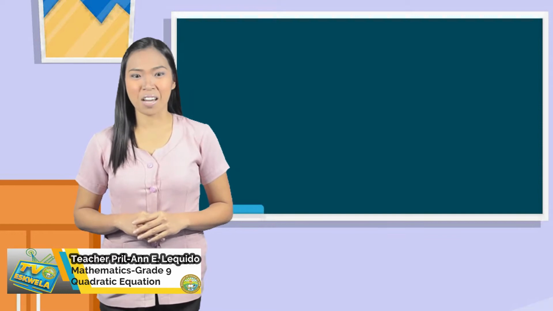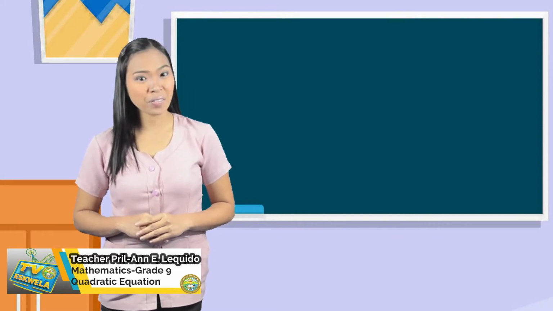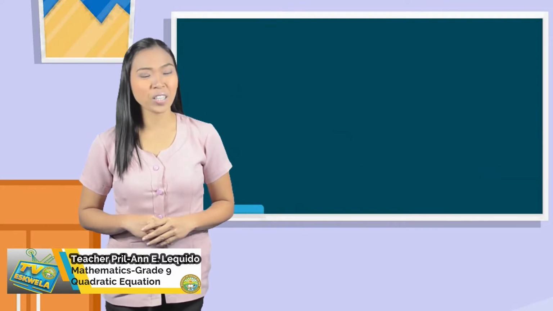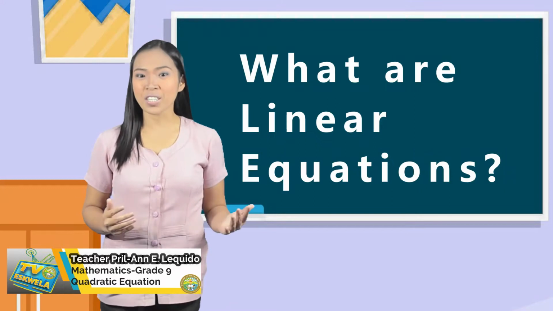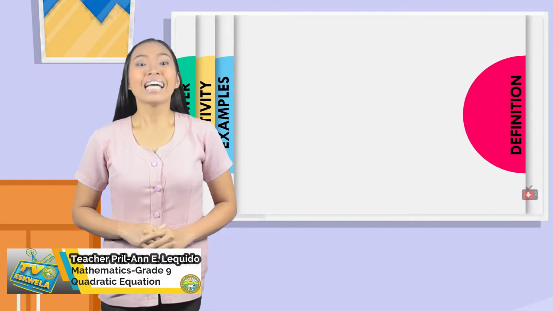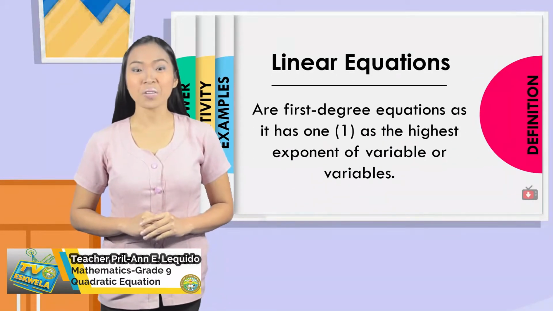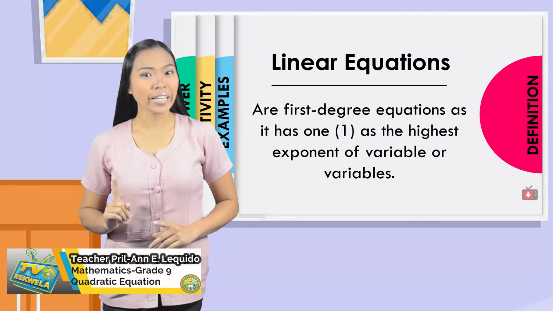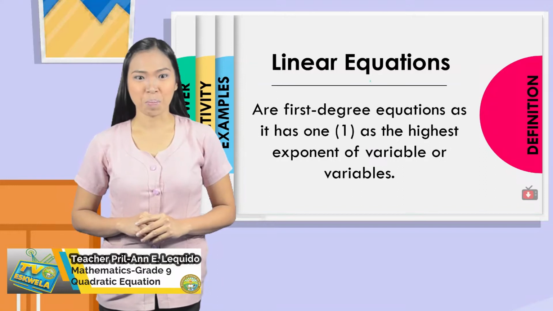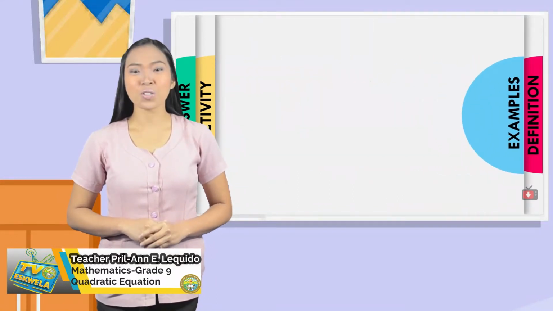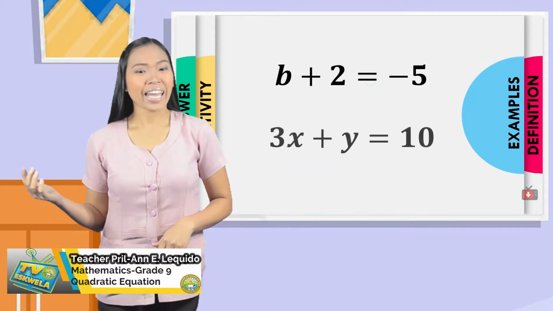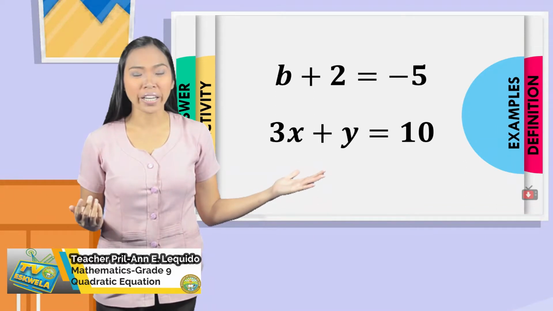When you were in grade 7 and grade 8, in math, you learned about linear equations. As a recall, what are linear equations? You're right! Linear equations are first-degree equations as it has 1 as the highest exponent of variable or variables. Examples are b plus 2 equals -5 and 3x plus y equals 10.